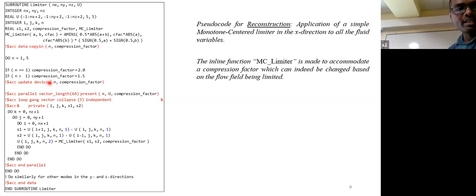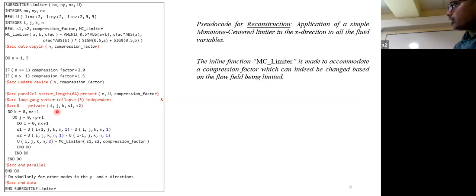And once it is updated on the device, this is a scalar variable, and it is common for all of the triply nested loop operations. So this is used as a shared variable along with U. And then we have the local variables I, J, K, S1. S1 is slope 1 and slope 2, which we use to compute the MC limited value here. Here I updated only the X slope. In a similar way, we can also update the Y slopes and Z slopes.